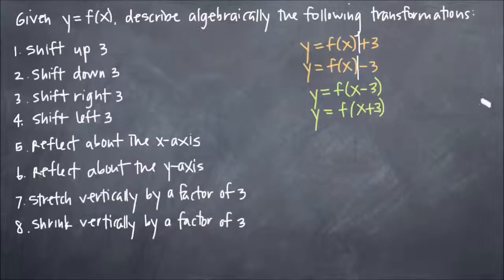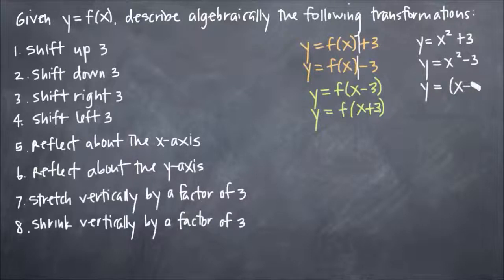So again, and maybe we can go through and do this here, if we had a function y equals, let's say, x squared, right? Then our transformation here to shift up 3 would just be x squared plus 3. To shift down 3 would be x squared minus 3. To shift to the right would be y equals the quantity x minus 3 squared. And to shift to the left would be y equals the quantity x plus 3 squared. So you can see the difference there.